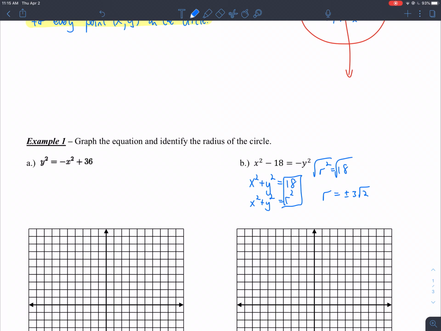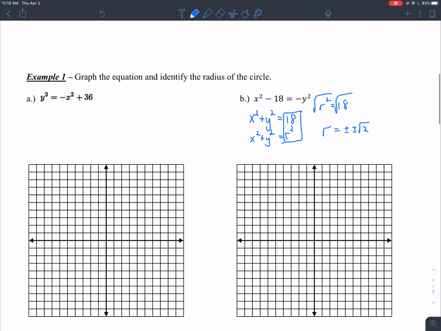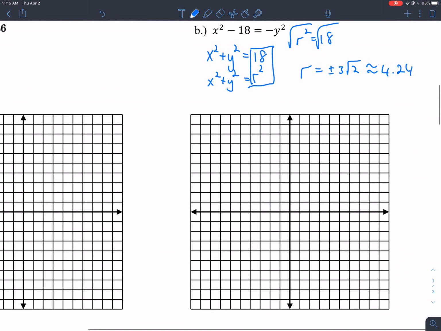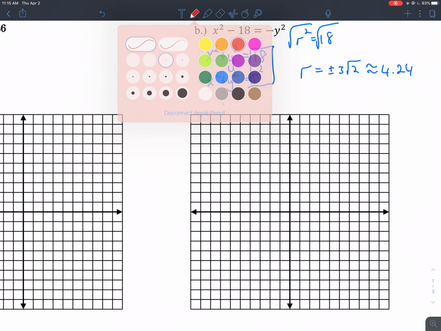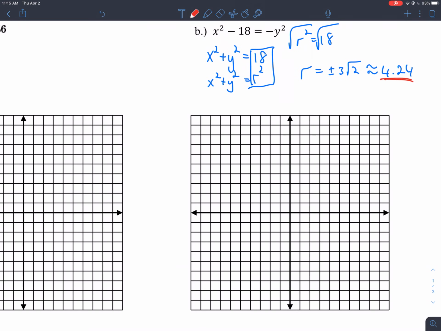Okay, and if I'm going to graph it, 3 root 2 is hard for me to visualize. You want to make that the approximate number at least. So 4.24, something like that, 4.2. Okay, again, very hard to draw. Hard to draw this exactly, but drawing a circle is the easiest thing you've done in a very long time. So you just find the radius, 1, 2, 3, 4.2, which is about there.